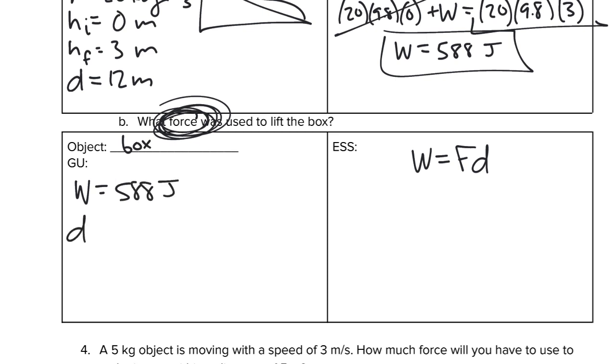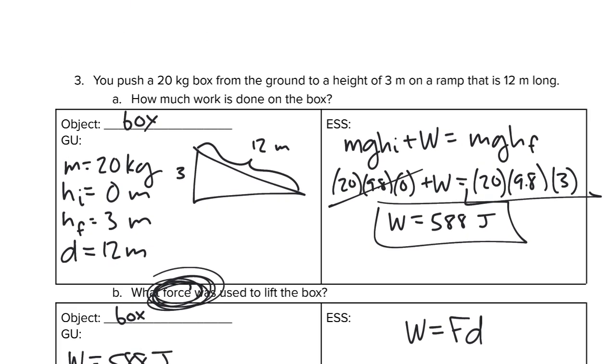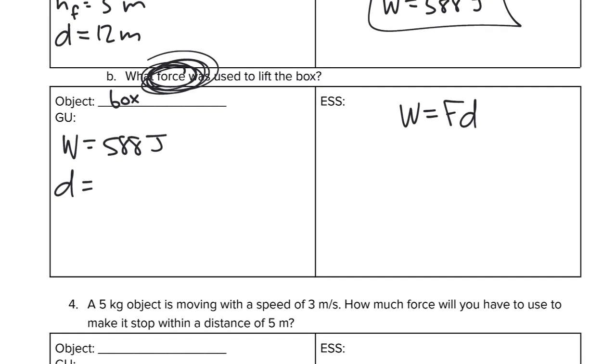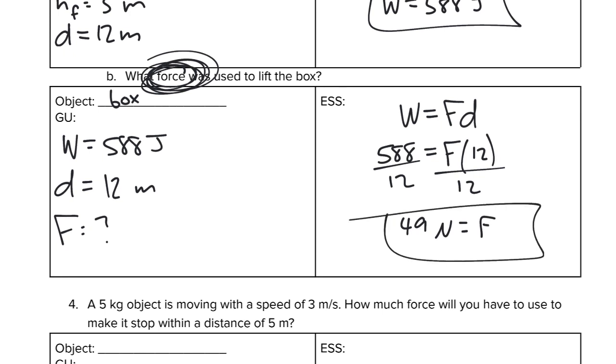And our distance from the ramp, we have to go back and look up at it. The ramp is 12 meters long. So we're going to scoot that up and say distance is 12 meters. Question is, what is the force? And then easy peasy, we plug some stuff in there. Work is 588 joules. The force we don't know. The distance is 12. All we got to do is a little division for that. 588 divided by 12 is 49 newtons for the force required to push that box up the ramp.